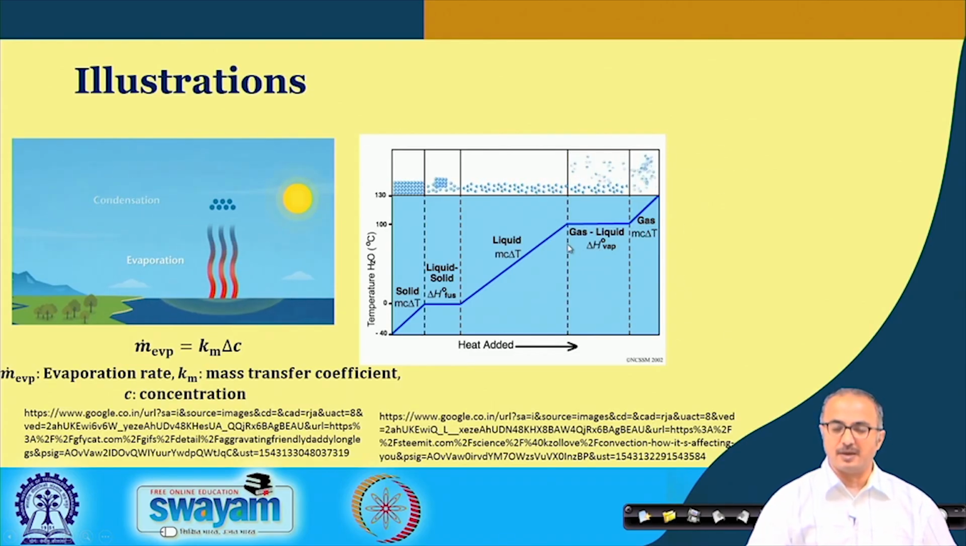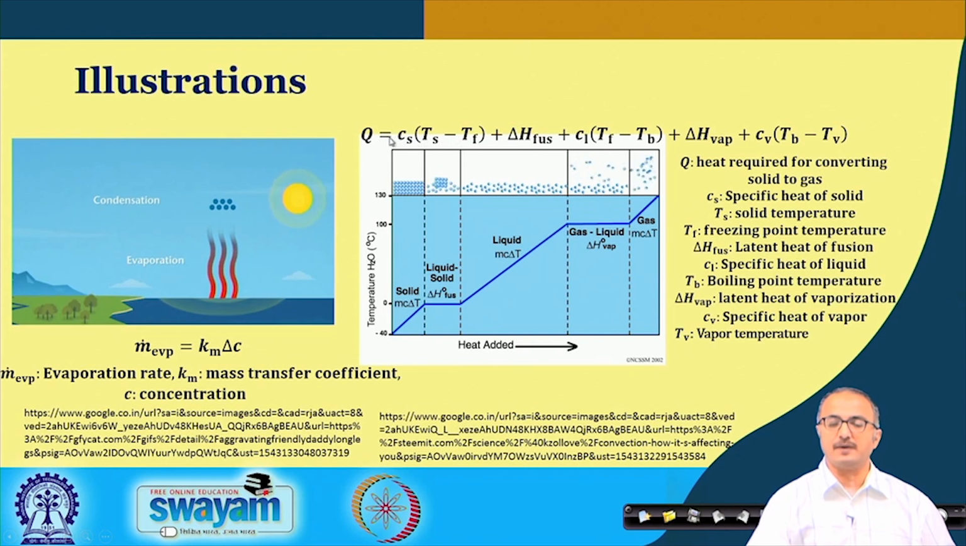and you perhaps also are aware of this particular equation to find out the total amount of heat required. So, first is the sensible heat from the solid temperature to the fusion temperature, then the latent heat of fusion, that is to melt the solid, then the sensible heat again to heat up the fluid from this melting temperature to the boiling point temperature, and then again we have the heat of vaporization, and then ultimately from the boiling point to the vapor temperature.